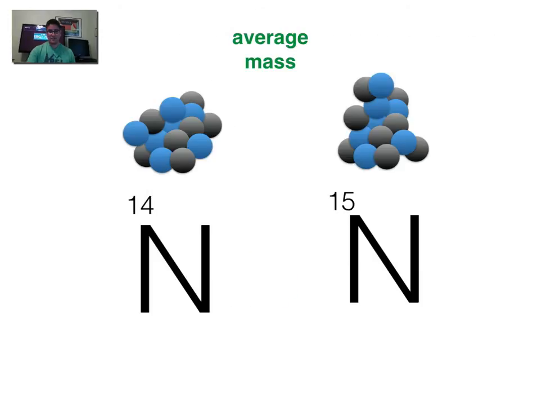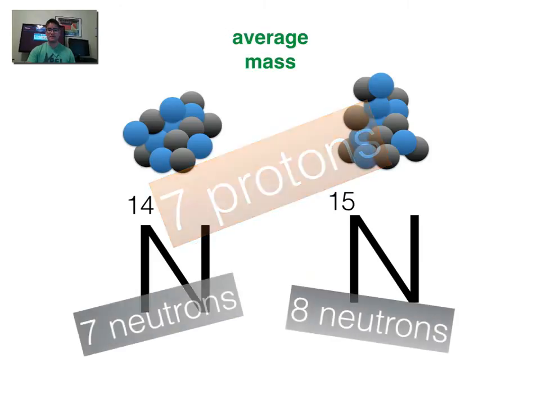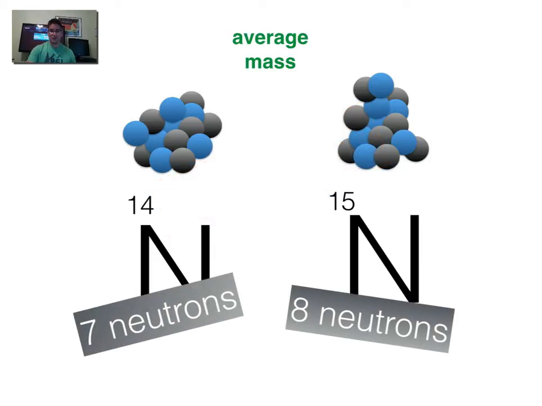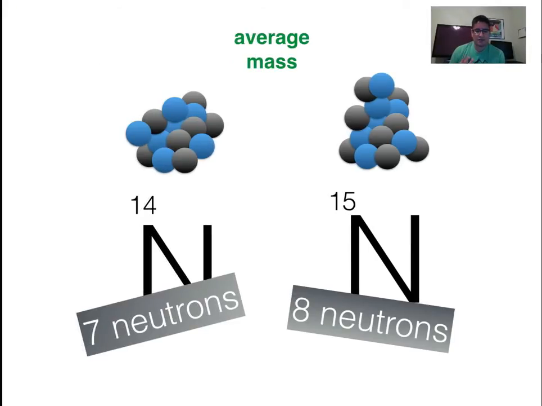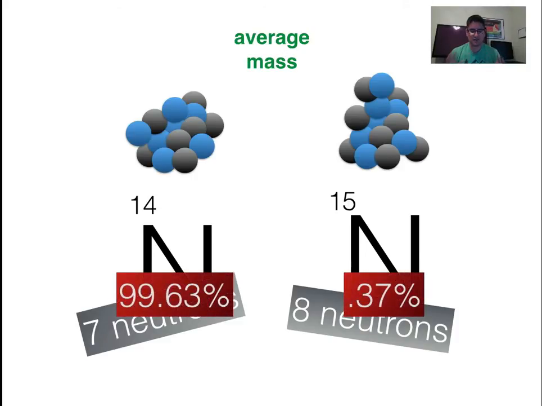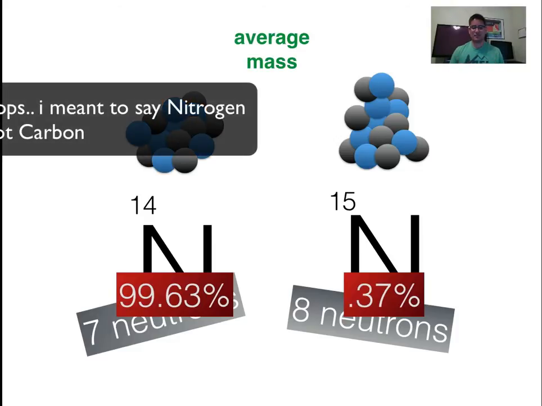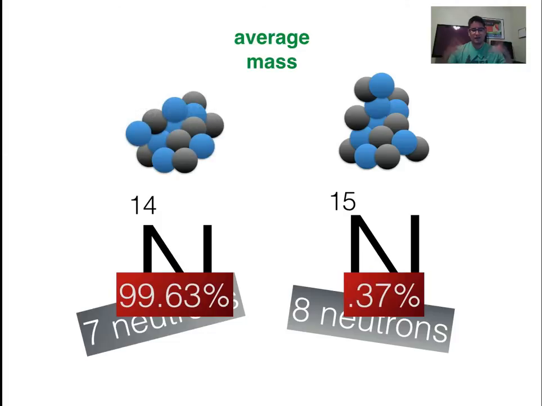So the same thing with nitrogen. I have nitrogen 14 and nitrogen 15, which means I have 7 protons, but nitrogen 14 has 7 neutrons, and nitrogen 15 has 8 neutrons. In order to get the average atomic mass, we need to look at the percentages and how much each of these isotopes exists in nature. If I look at nitrogen 14, I see that 99.63% of all the nitrogen is nitrogen 14, and 0.37% is nitrogen 15.